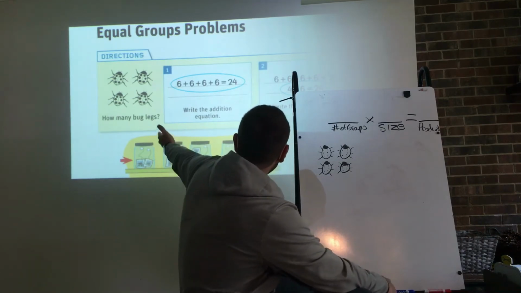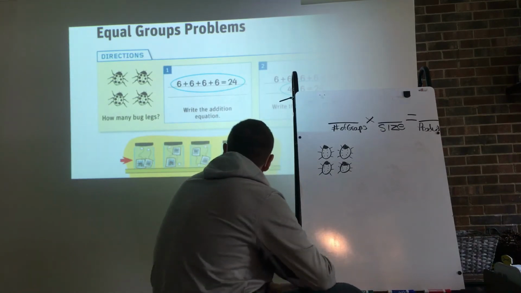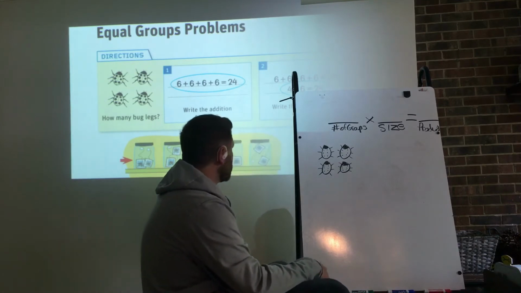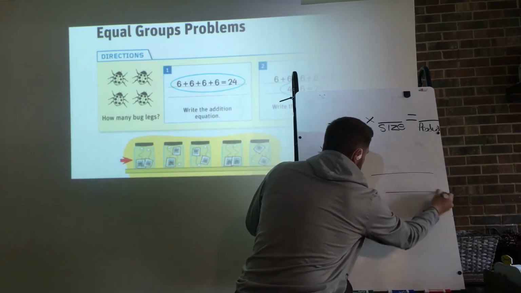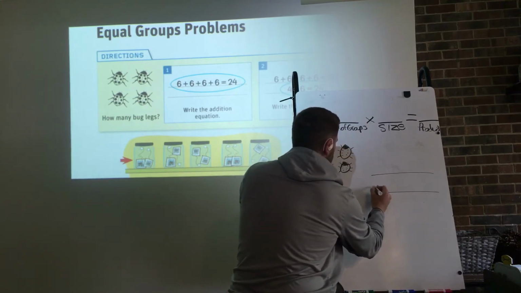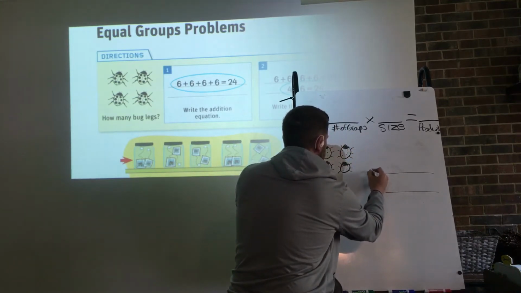So it says how many bug legs? So we obviously want to do 2 equations. So I'm going to do 2 lines for 2 equations. I'm going to put this is multiplication equation. This is our addition equation.